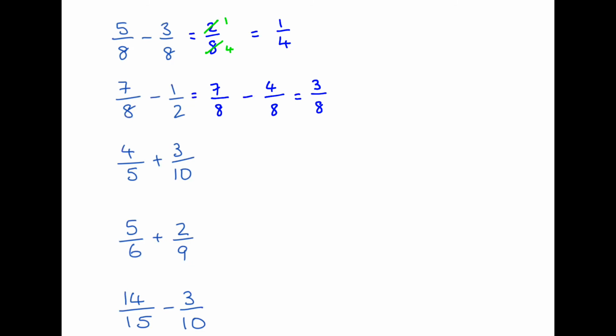Okay, the next one, exactly the same sort of idea, where we need to create equivalent fractions that have got a common denominator. So if we think about the larger one, that's the 10, and we go at the 10 times table till we find a number that's in the 5 times table. Well, because 5 goes into 10, 10 is our lowest common denominator here.